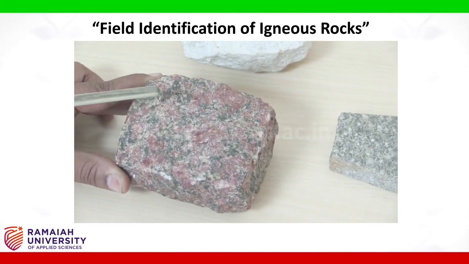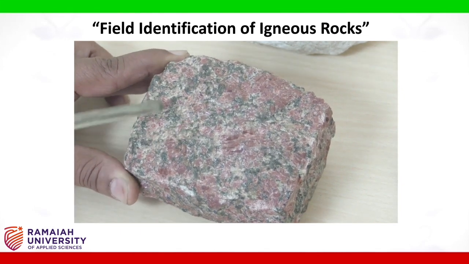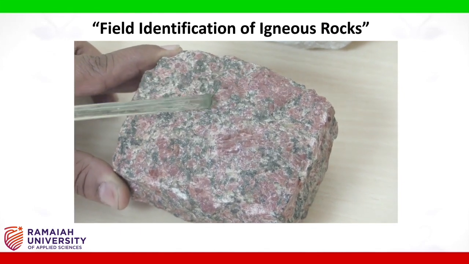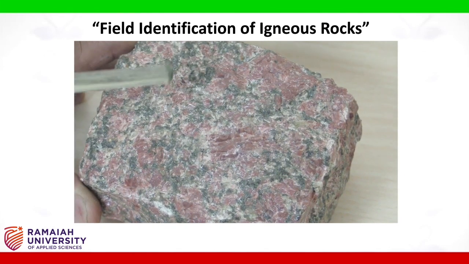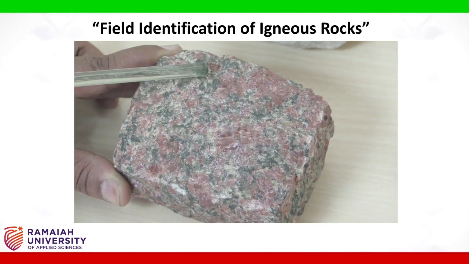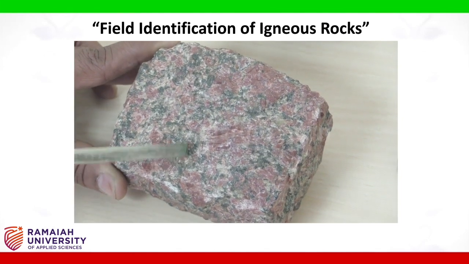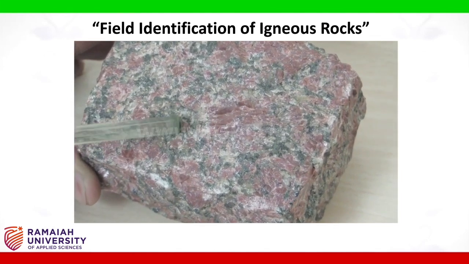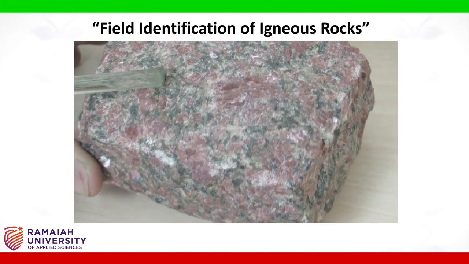For example, this is the pink granite. The rock pink granite consists of medium to coarse pink feldspar, and the darker grains represent the mineral amphibole, and smaller grains which are greasy in nature, having a glassy appearance, are quartz.